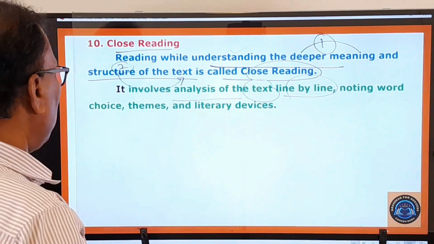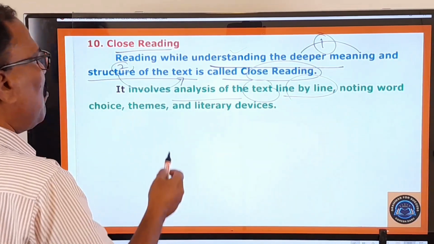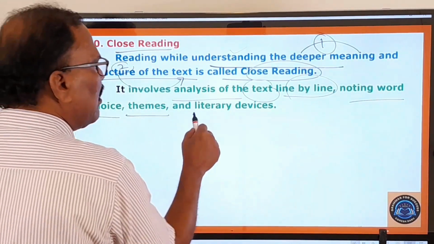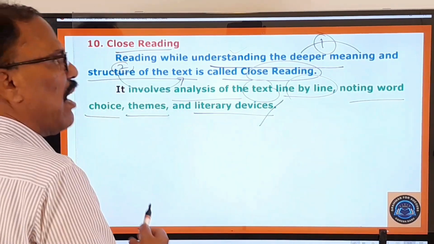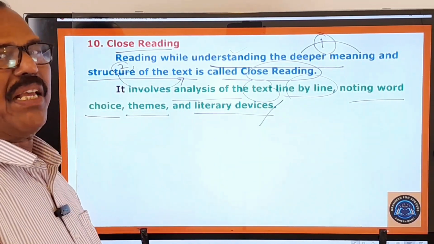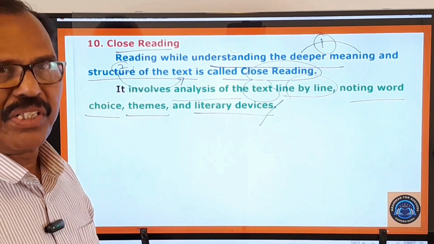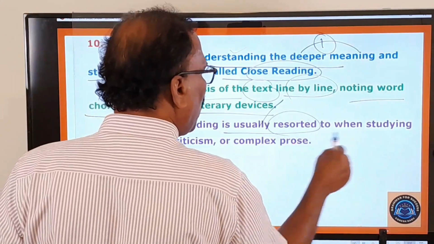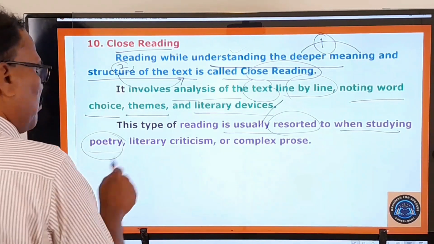Generally, it takes place in poetry. It involves analysis of the text line by line, noting word choice, themes and literary devices. So this kind of activity will take place in understanding poetry. Here you pay attention. This type of reading is usually resorted to when studying poetry.